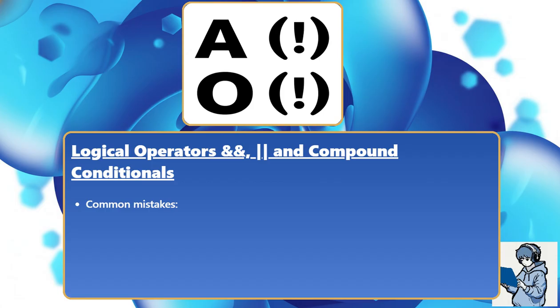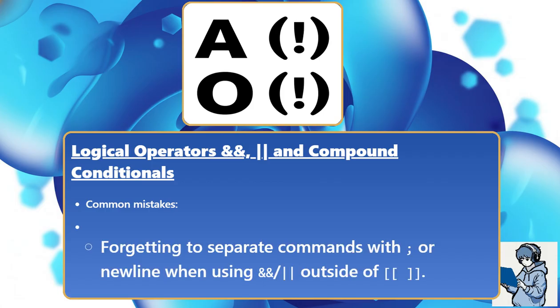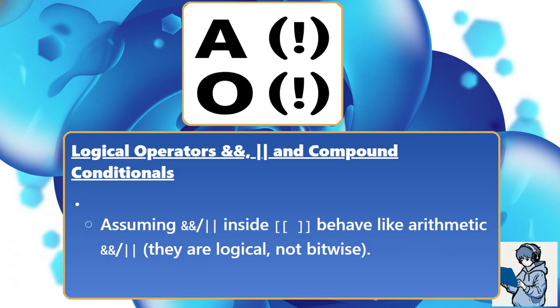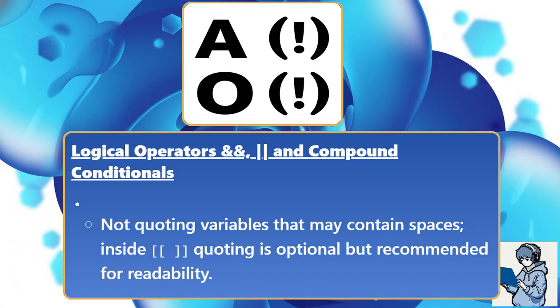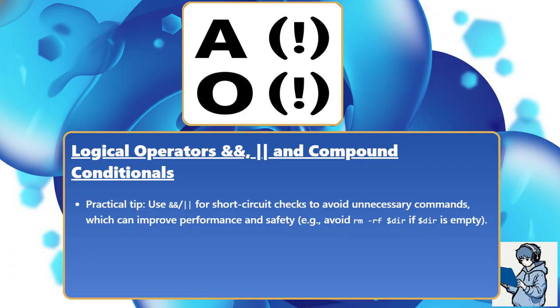Common mistakes: forgetting to separate commands with a semicolon or newline when using && or || outside of double brackets. Assuming && or || inside double brackets behave like arithmetic & or |; they are logical, not bitwise. Not quoting variables that may contain spaces inside double brackets. Quoting is optional but recommended for readability. Practical tip: use && or || for short-circuit checks to avoid unnecessary commands, which can improve performance and safety. For example, avoid rm -rf on a directory if the directory is empty.